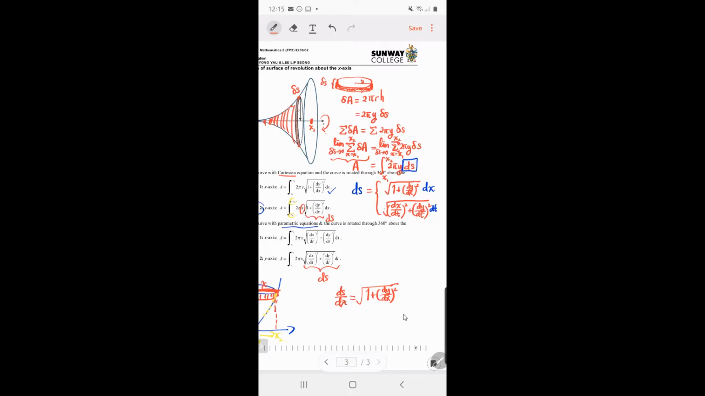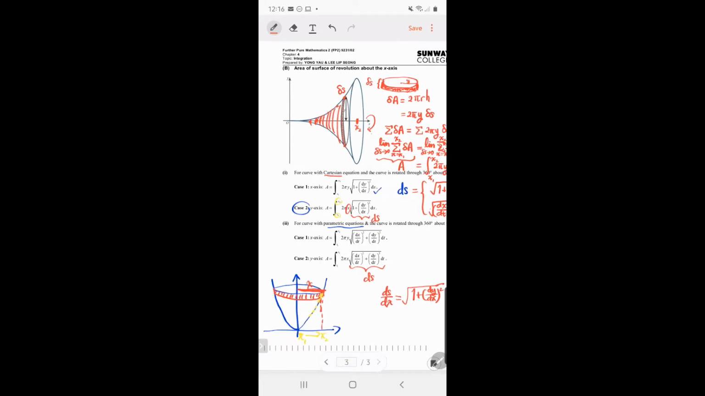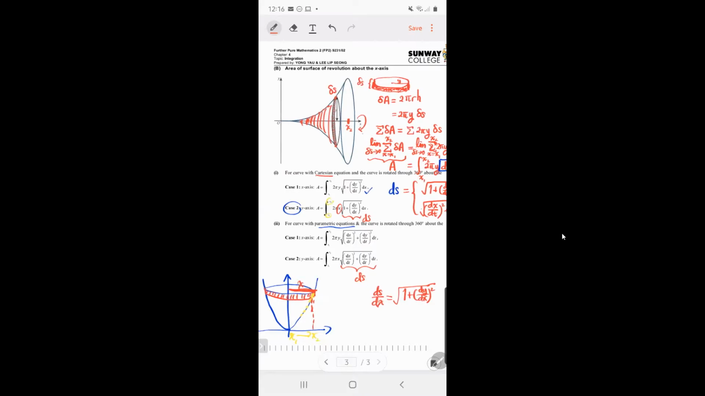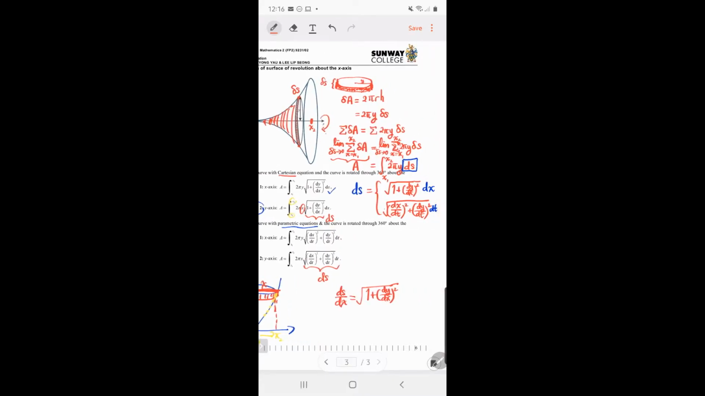Therefore, the limit of the sum is actually defined as the integral. So the integral of 2 pi y ds, and you integrate from x1 to x2. Okay, now there's a question here. What is this ds? All of you know that the ds has two different forms. It depends on whether the equation is defined in terms of Cartesian equation or parametric equation. That's why you have the two cases here. So for the ds, you have two situations.